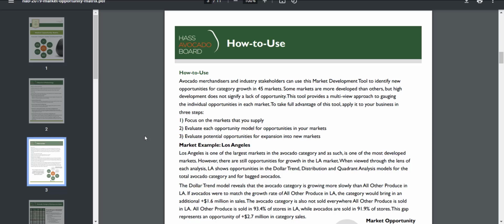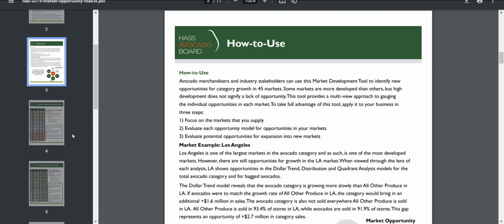So some markets are more developed than others, we know that, but high development doesn't mean that there's a lack of opportunity. So this tool provides a multi-view approach to evaluate the individual opportunities in each market. To take full advantage of this tool, you can apply it to your business in 3 steps. First, you'll focus on the markets that you supply. Second, go and evaluate each model for opportunities in your market. And third, evaluate potential opportunities for expansion into new markets.